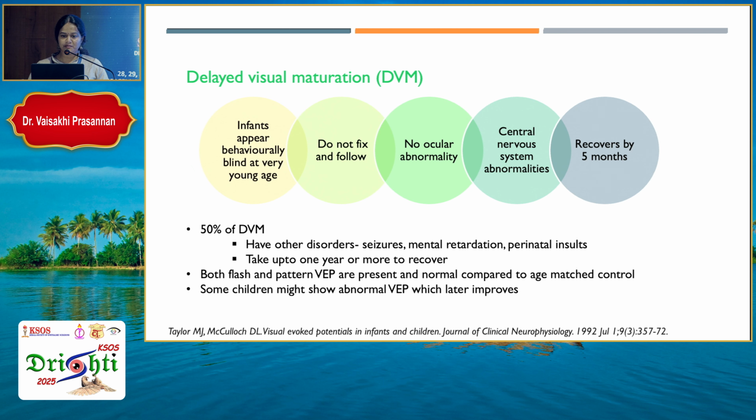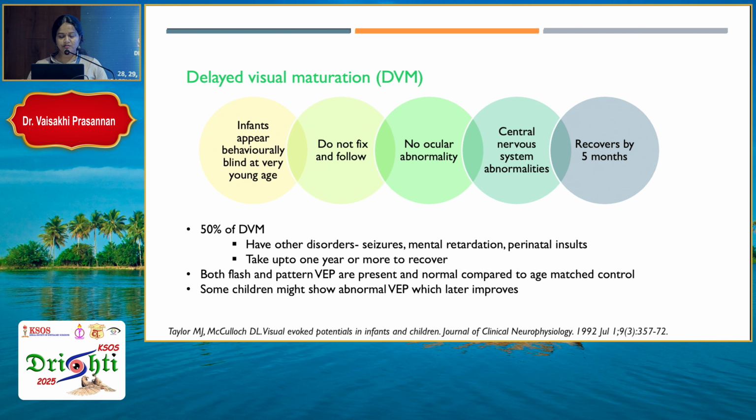Coming to delayed visual maturation, this condition is characterized by an infant appearing to be behaviorally blind at a young age, in which the child doesn't fix and follow, with no ocular or CNS abnormality found which contributes to the visual loss, and usually recovers by around 5 months. If the condition is associated with seizure or mental retardation or perinatal insult, it can take up to 1 year or more to recover, but it gradually improves.